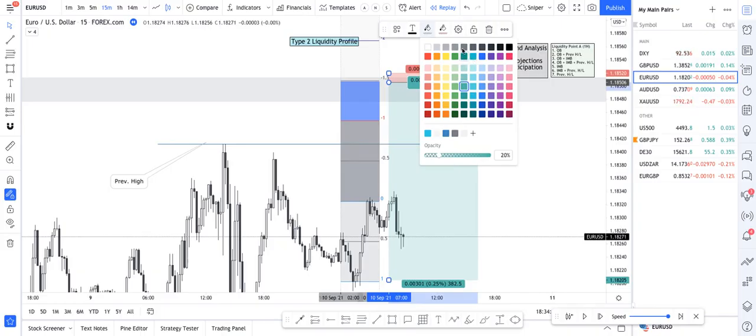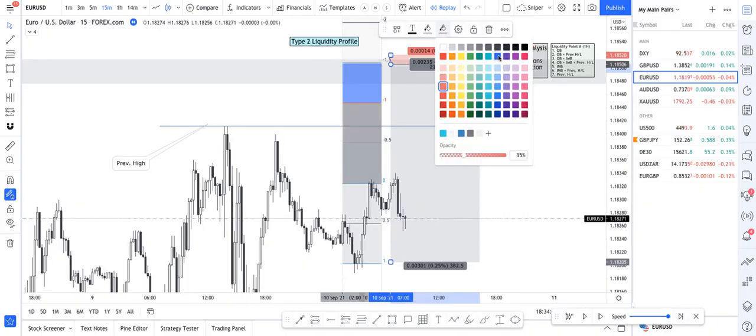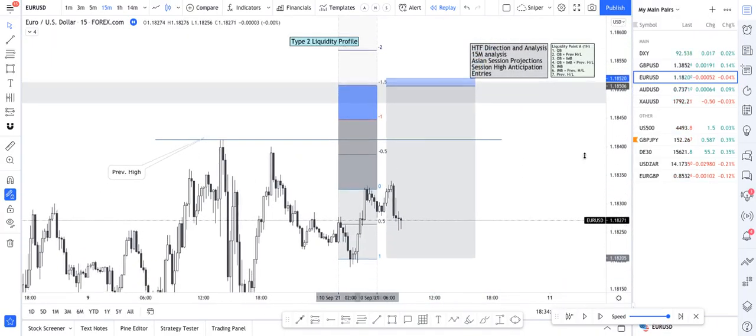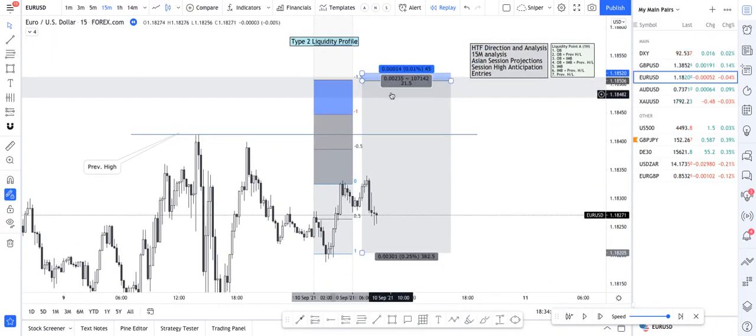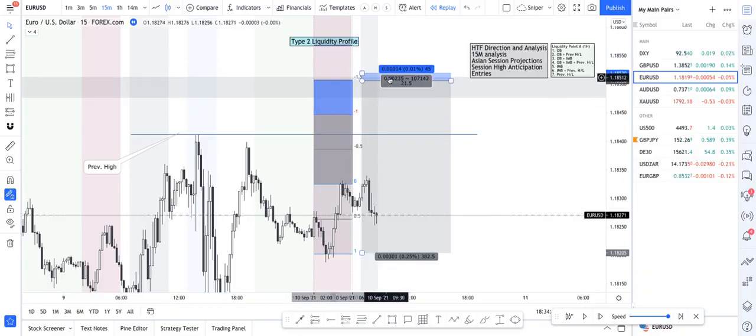I changed this last time. Whatever. Let's just make this blue, a bit different. So that is then how we project the high of the session. If we just place the kill zones, we want to see a high created in this gray area. So let's see what happened.